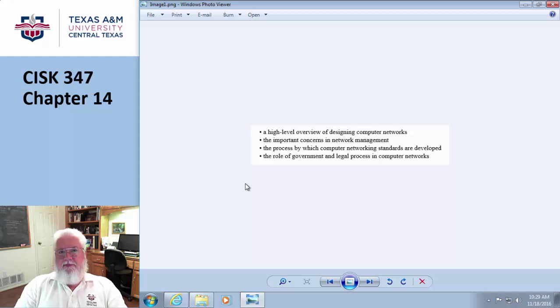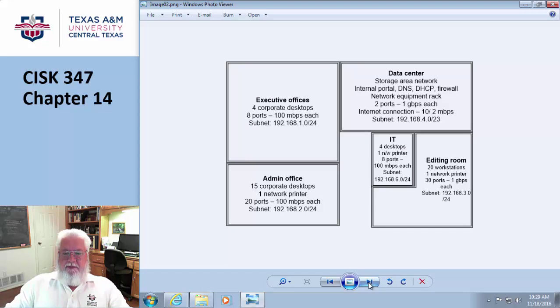Okay, so typically most people do the logical design on Visio. It's just kind of simple. So there's a little diagram here that basically shows one way you could start with a design. So here's a building. I guess it's a building. It's kind of hard to tell. Here's a building, and they have a bunch of executive offices and admin, and their data center, and some IT folks, and some editing rooms. And so you've kind of sketched out what the requirements are.